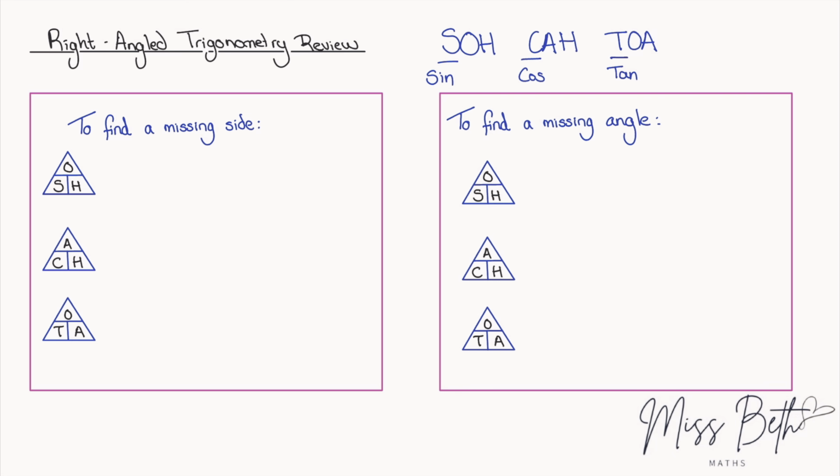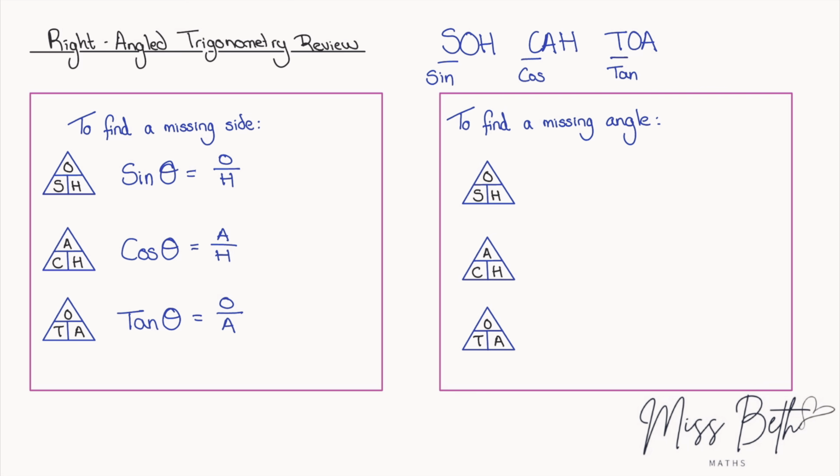Okay. So let's start with SOH. That would be for finding a missing side, we would need to do sine of the angle, which we use the Greek letter theta to denote, is equal to the opposite over the hypotenuse. Okay. Then we have cos, which is cosine of theta, of the angle, is equal to the adjacent over the hypotenuse. And then we have tangent, or tan, of the angle theta is equal to the opposite over the adjacent. Okay, so those are the three that we would use to find a missing side.